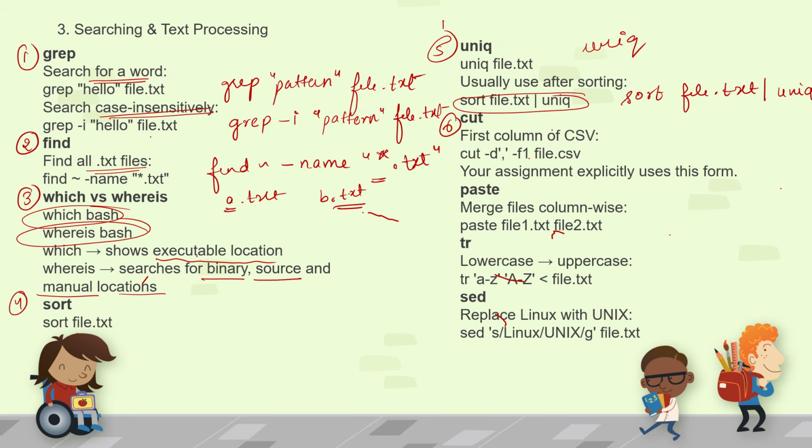Sixth, this is important. Grep is also important. Cut. Cut is used to extract the first column of a CSV, like cut -d ',' as it is a CSV file, -f1 file.csv. The assignment that we will be doing later on will also be using this form. So this is important from that aspect.